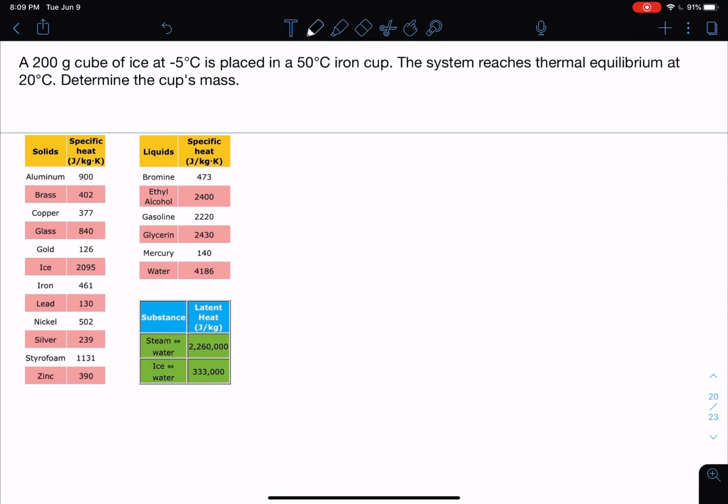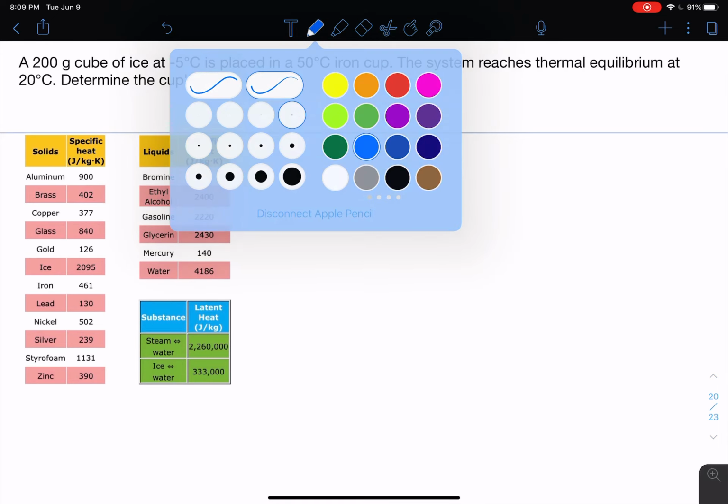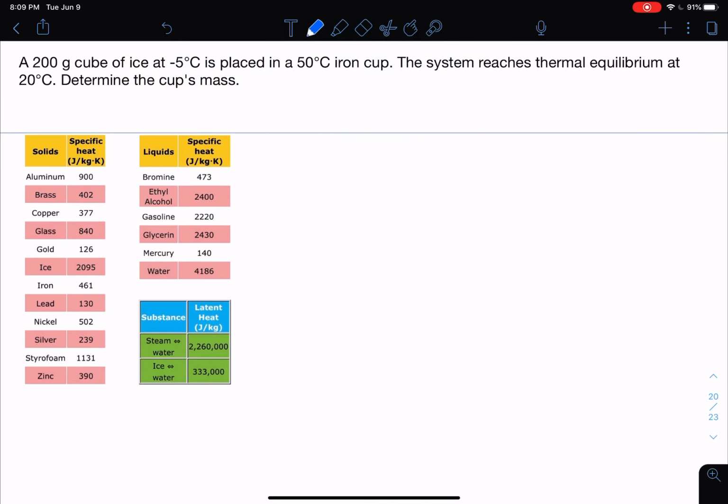Now, our approach is the same as we've been doing with calorimetry, which is to say that the sum of the Q's has to equal 0. In this case, I have two objects. I have ice and I have iron.